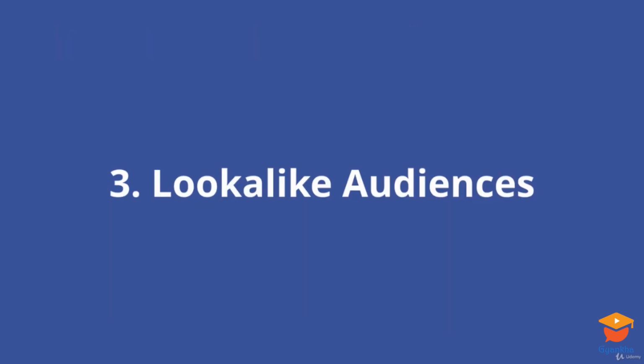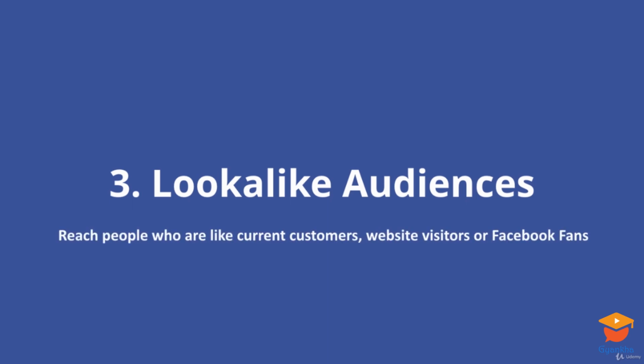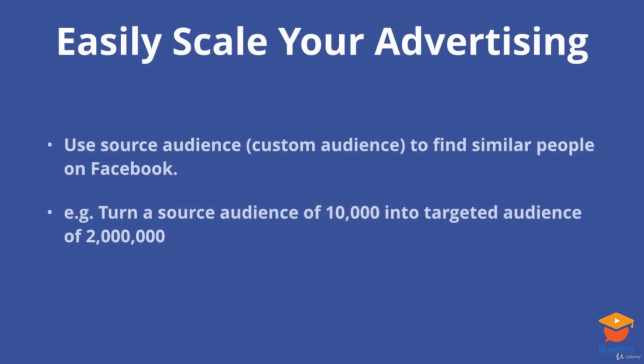Now, the third and final way to target on Facebook is through lookalike audiences. And these are really a marketer's best friend because they allow you to scale your marketing efforts extremely efficiently. So a lookalike audience helps you to reach people who are like your current customers, website visitors, or Facebook fans. What they actually do is you use a source audience, so one of the custom audiences that you've created, and then use that to find similar people on Facebook.